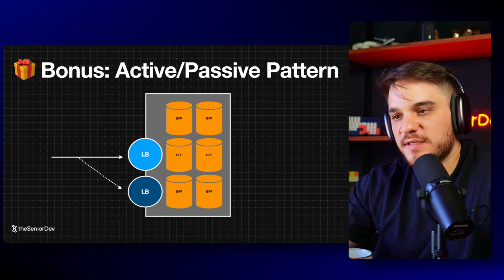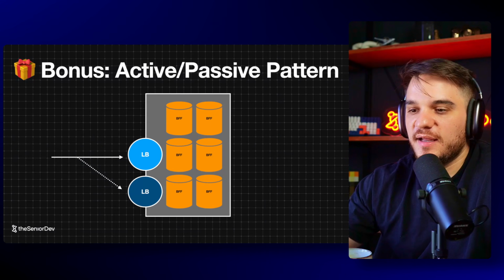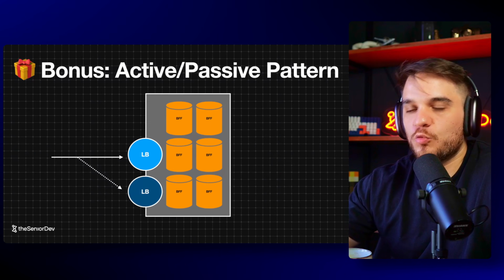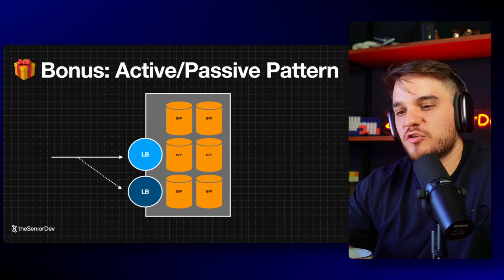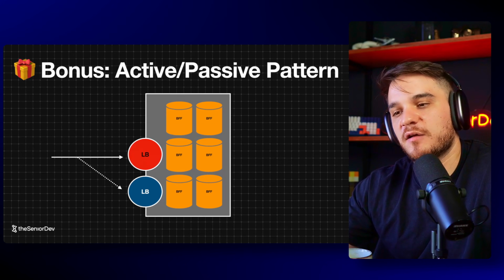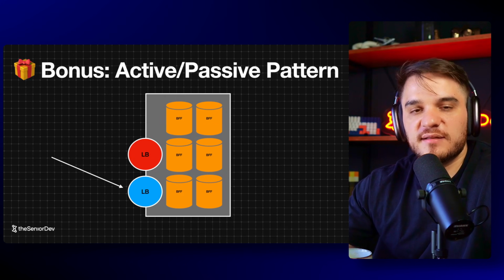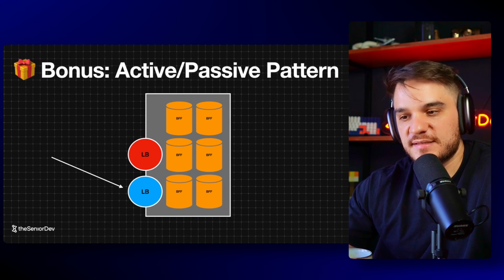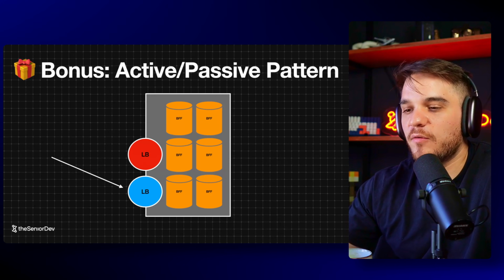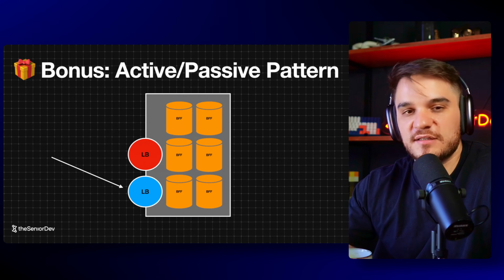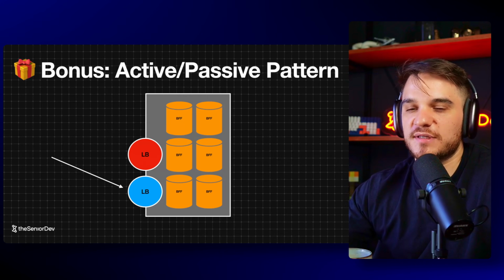Well, I'll throw a little bonus in, and that's the active-passive pattern. In this pattern, you'd have two load balancers. One of them would be active, receiving traffic, and the other one would be the standby copy, which is just waiting. And if the main load balancer fails, then we can immediately distribute traffic to the second one. Again, we are front-end engineers. You don't need to know too much about how exactly you would implement this, but it's good for you to have at least a mental model about how it works at a high level.